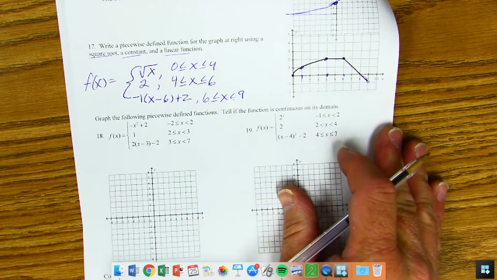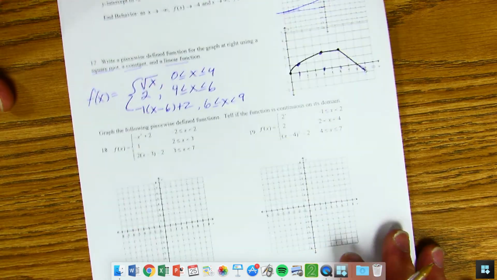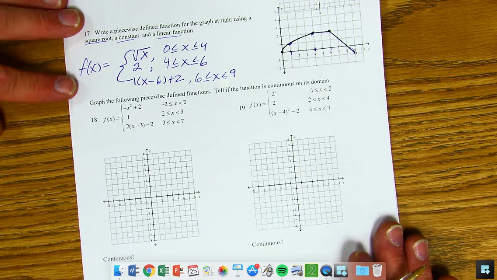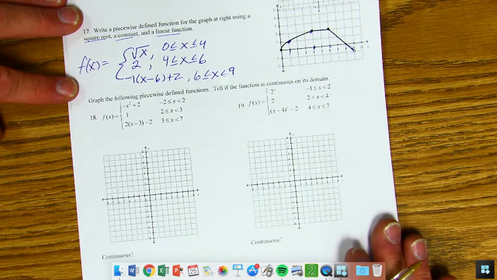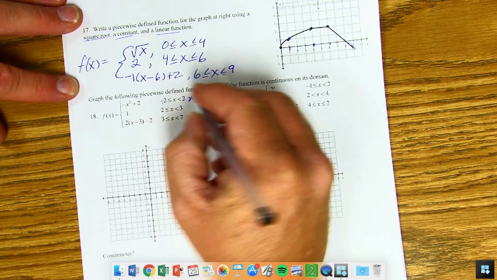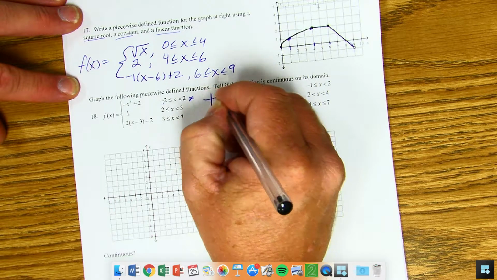Okay, let's do these last piecewise ones here. It says graph the following piecewise defined functions and tell if they are continuous on the domain. So break them into pieces. This piece first, from -2 to 2. If you need to, make a little T-chart.